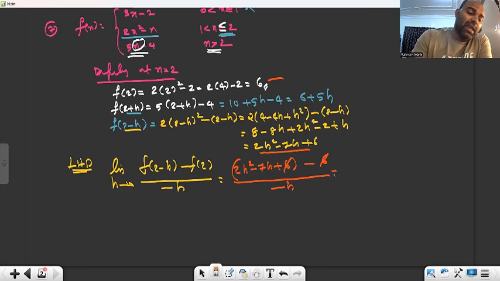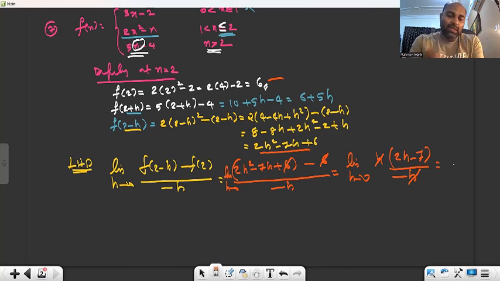6 cancelled. Don't forget the limit h tending to 0. So h I'm taking out, h into 2h minus 7 by minus h. H and h cancelled. Now limit h tending to 0, so 0 minus 7 by minus 1. So we got 7. LHD I got 7, because 2 into 0 minus 7, minus 7 by minus 1. Don't forget the denominator minus. This is LHD.